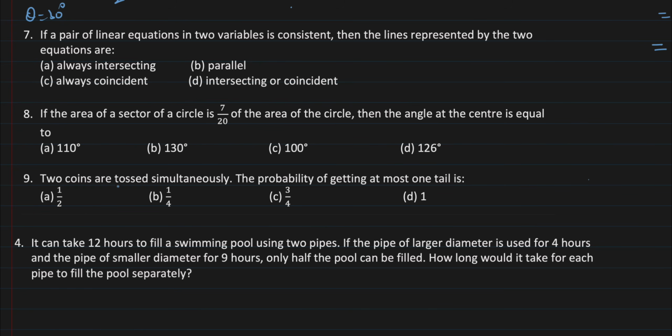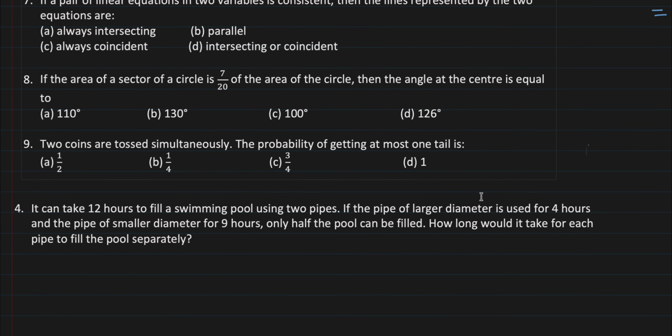9th question. 2 coins are tossed simultaneously. The probability of getting at most one tail is. So solve all these, send your answer in comment. I hope till here everything is clear students. In these MCQs, if you have a doubt, do send in the comment. I'll try to help you all.